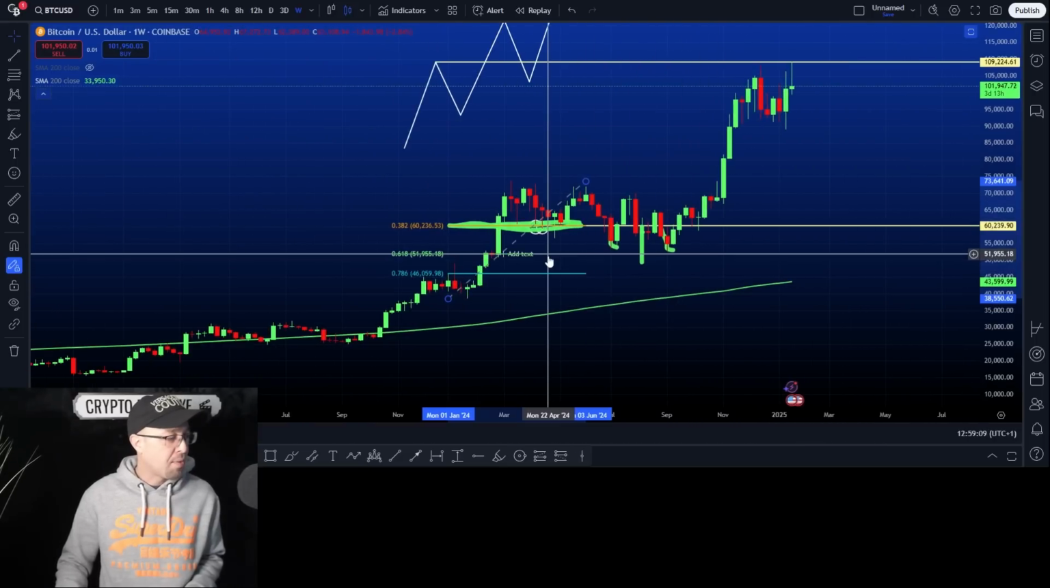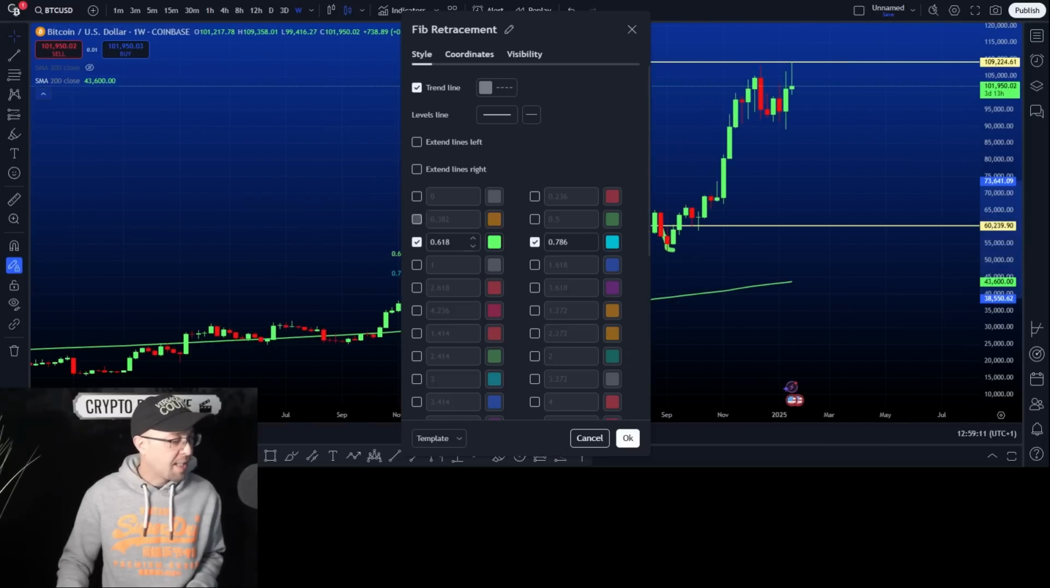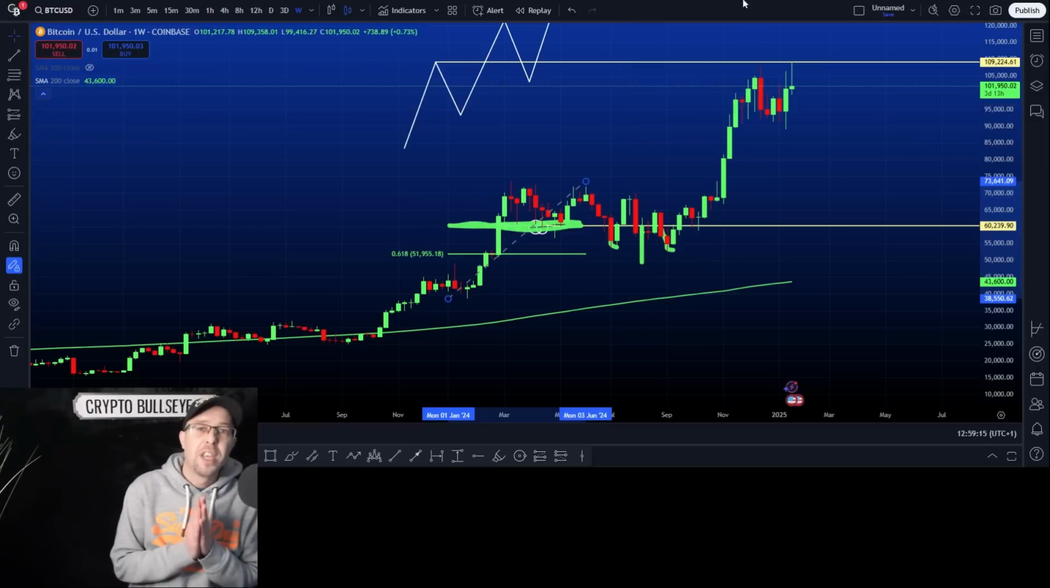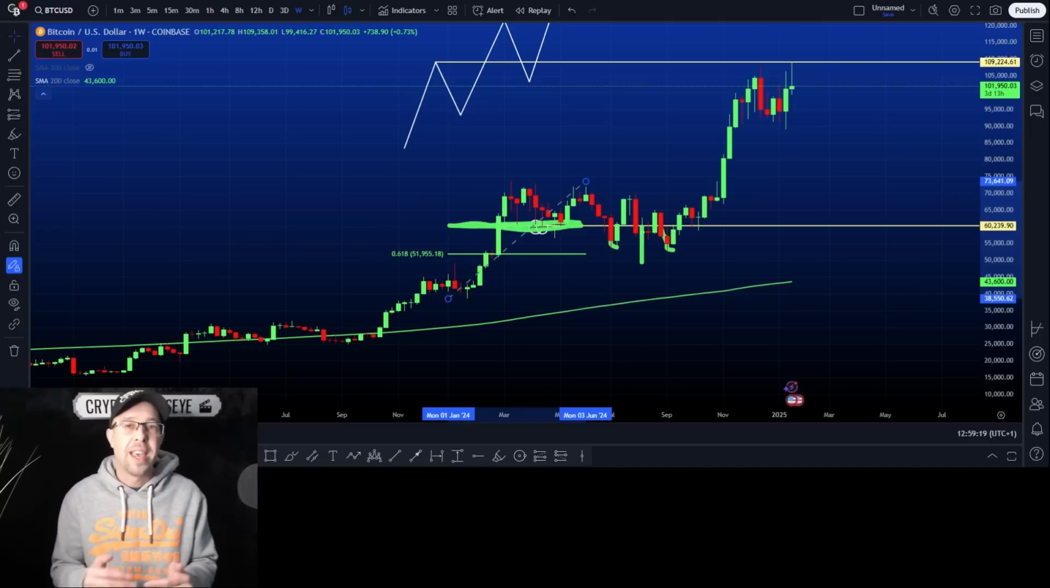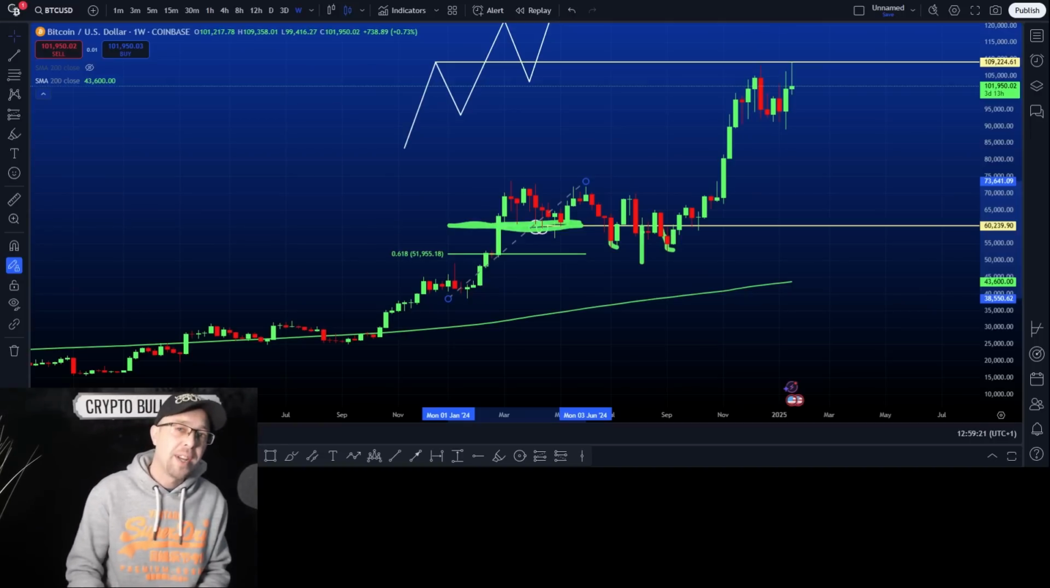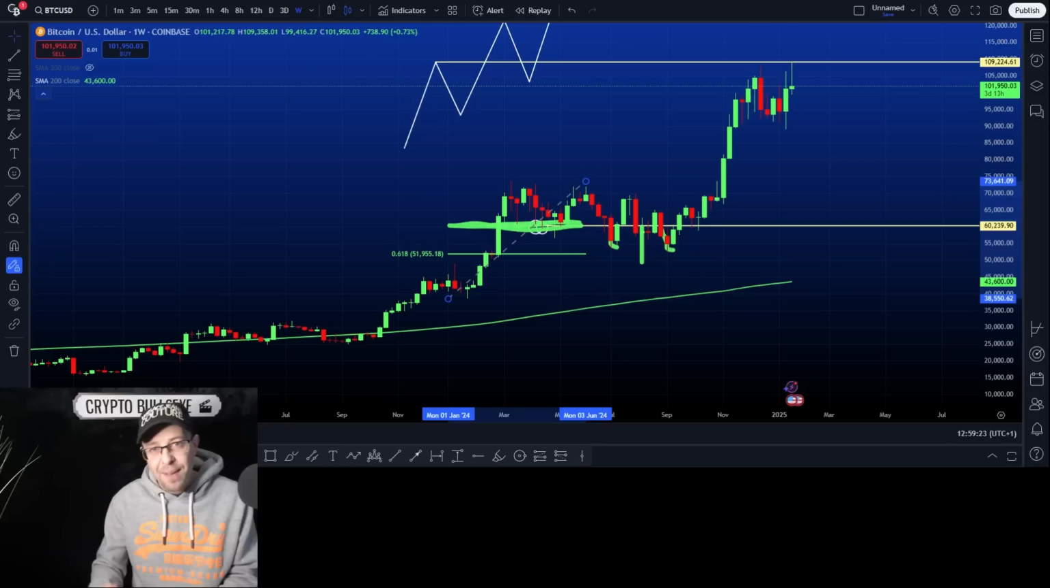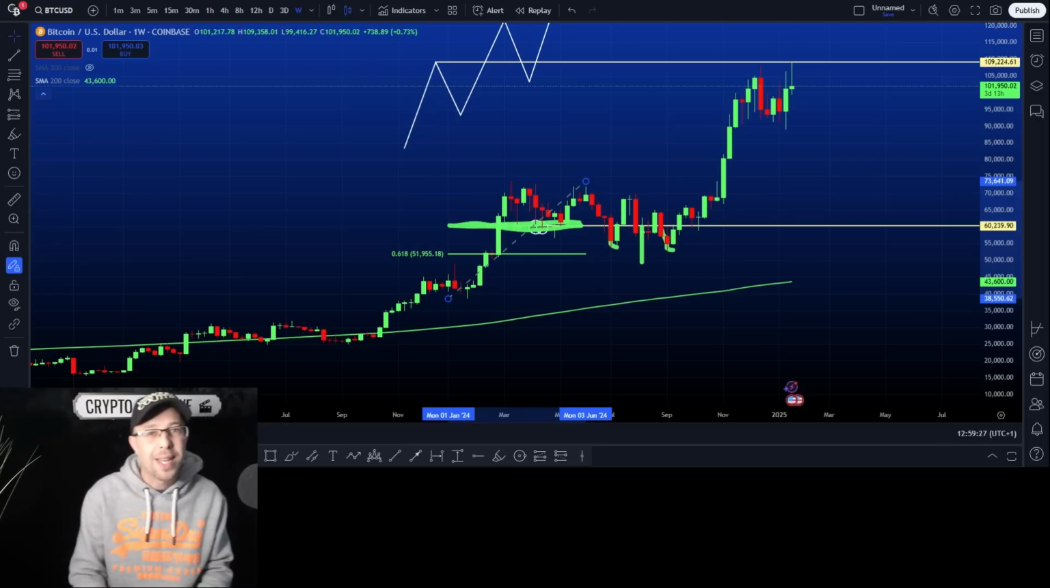That's why I'm not using the 382. That's why I'm not using the 786. I want the 618. Why am I not using the 786, guys? Because what you're looking for is retracements. You're looking for a retracement, and a healthy retracement is the 61.8. Now, the 786 can be a strong retracement, but what that's saying is the trend's weakening.